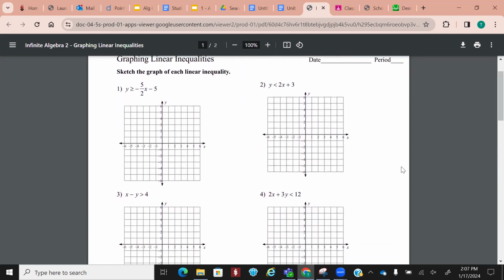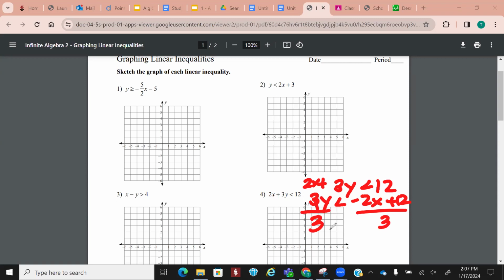Just also a reminder, on number 4 and number 3, you've got to have these in y equals mx plus b form. So what I mean by that is you've got to move the 2x to the other side. For instance, we've got 2x plus 3y is less than 12. So we're going to move 2x to the other side, and that's going to give us 3y is less than -2x plus 12. Now we have to divide by 3 because we've got to get that y by itself. So y is less than -2/3 x. 12 divided by 3 is 4. And now we can graph it.